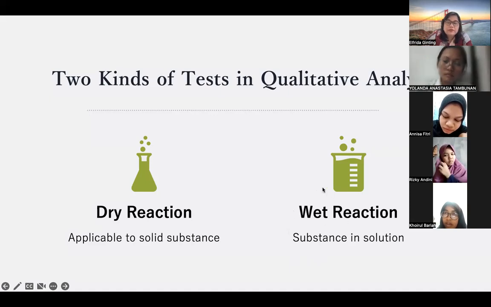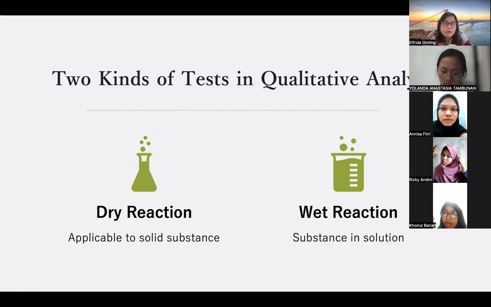Now, if it's wet, then we know we will test it in the form of a solution. In this case, for example, the material will be dissolved in water or in alcohol and so on, and then we will do some type of reaction so that we can test it. Okay, so these are the two kinds of tests in qualitative analysis: dry reaction and wet reaction.